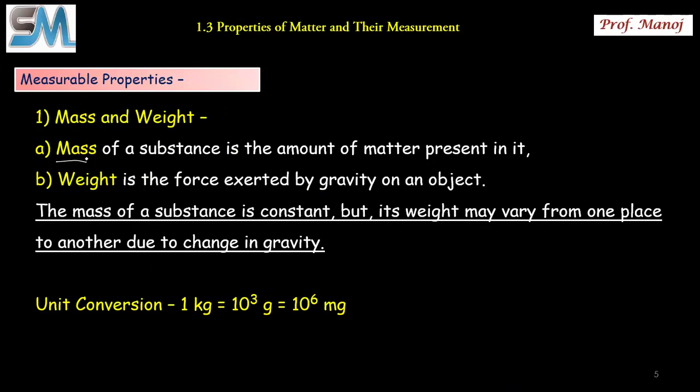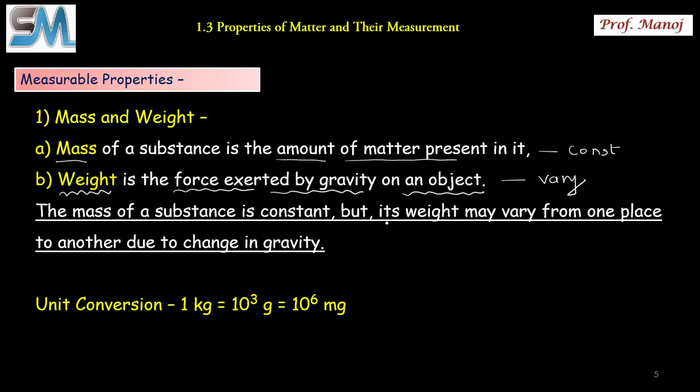You know, the mass is the amount of matter present in it, while weight is the force exerted by the gravity on a particular object. So you must have heard mass of a substance is always constant, while weight of the substance can change from place to place on a planet or on different planets because gravitational force changes.